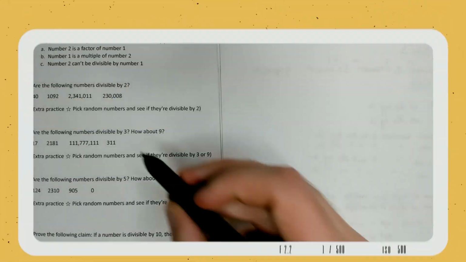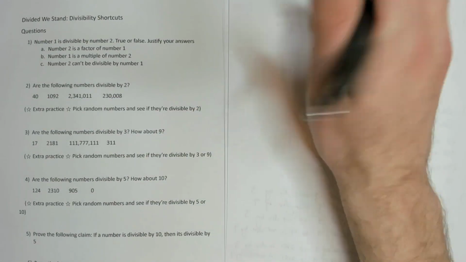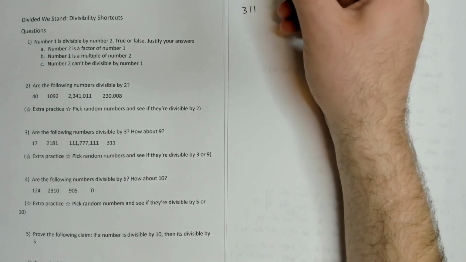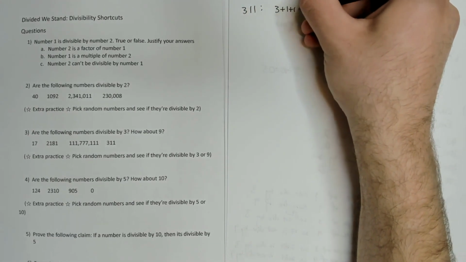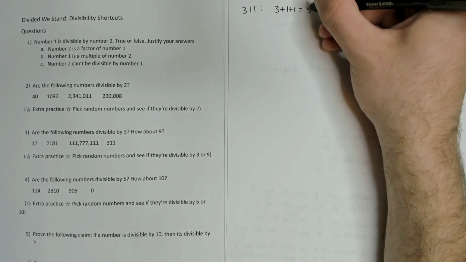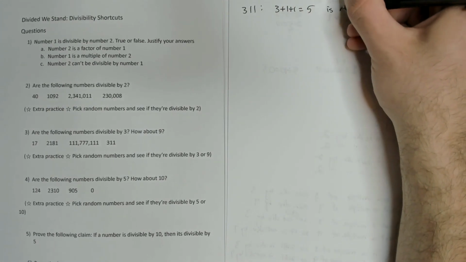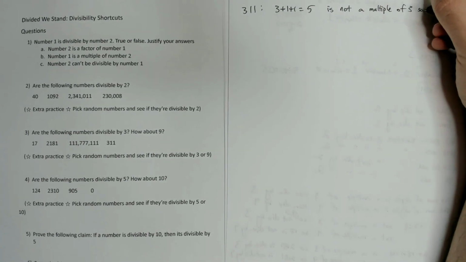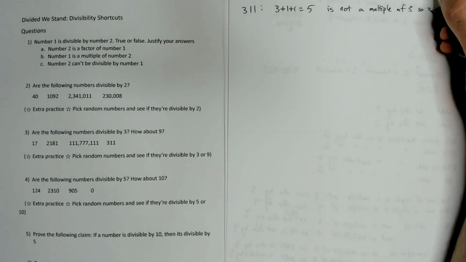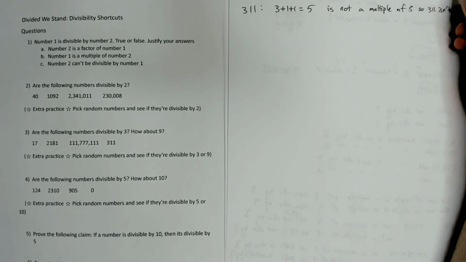All right, so the last one was 311. So let's add up its digits. 3 plus 1 plus 1. 3 plus 1 is 4 plus 1 is 5. 5 is not a multiple of 3. So 311 isn't divisible by 3.